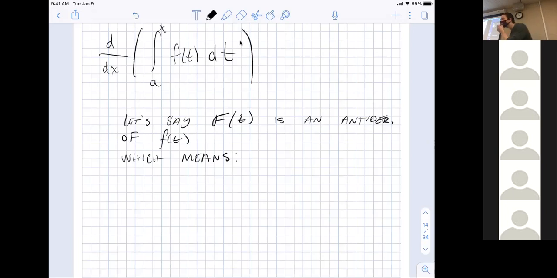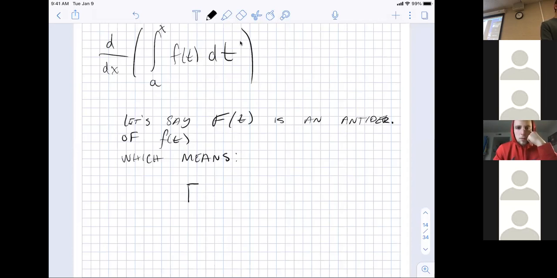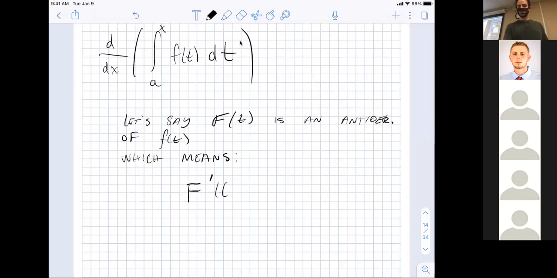What was it? Yeah, little f of t is the original, and so if big F of t is an antiderivative of little f of t, then what does that actually mean? You can differentiate big F of t and get little f of t. The derivative of big F of t is little f of t. Exactly. Okay, so that's what that means.